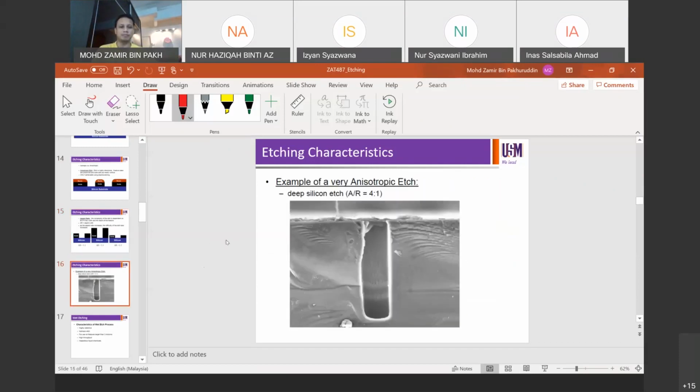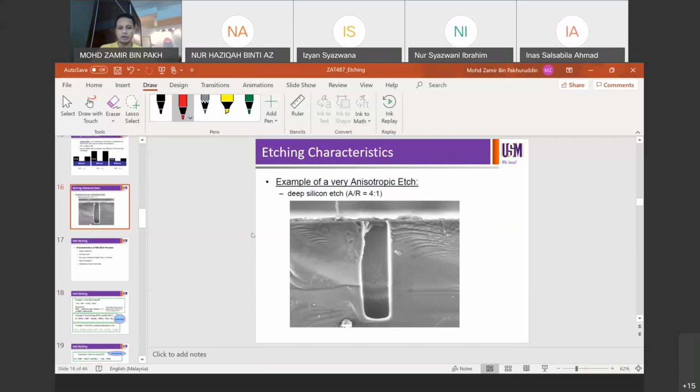So this is one example of the anisotropic etching. In this case, it's not 4 to 1. It's actually more than 4. I think it's about 5, maybe. The height of the silicon is about 5 times the width, maybe. So in that case, about 4 to 5 in terms of the aspect ratio.